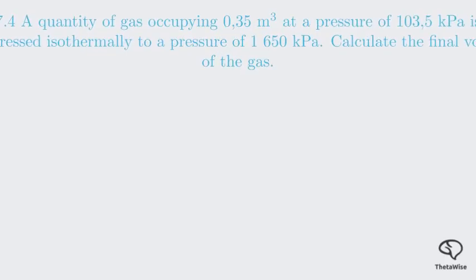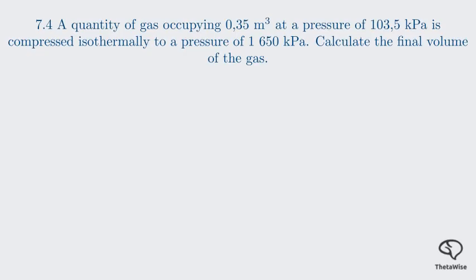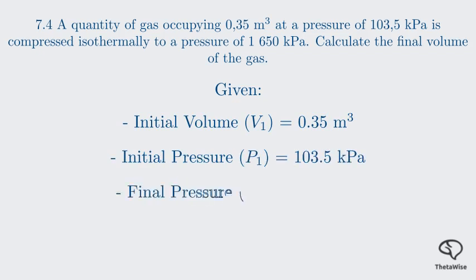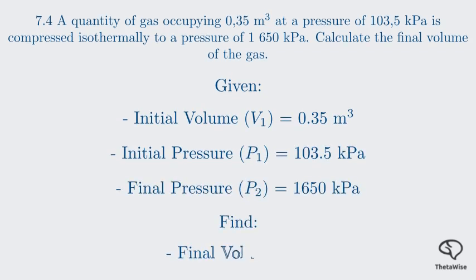This is a problem involving Boyle's law. The key term here is isothermally, which means the temperature of the gas remains constant during the compression. Let's list our given information. We have an initial volume, V1, of 0.35 cubic meters and an initial pressure, P1, of 103.5 kilopascals. The final pressure, P2, is 1650 kilopascals. We are asked to find the final volume, V2.